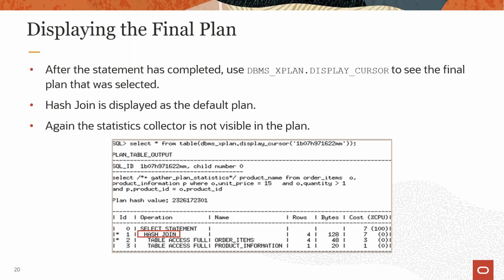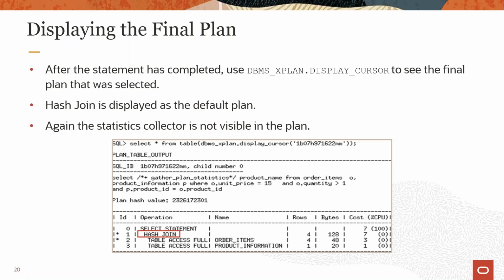Now, after the statement has been executed, you can then see what the final plan is that it has used by calling the function display cursor of the package DBMS_XPLAN. And it might be possible that the final plan to be used was not the nested loop, but that it switched at runtime to a hash join, in fact. Once again, this is not going to show the statistics collector.